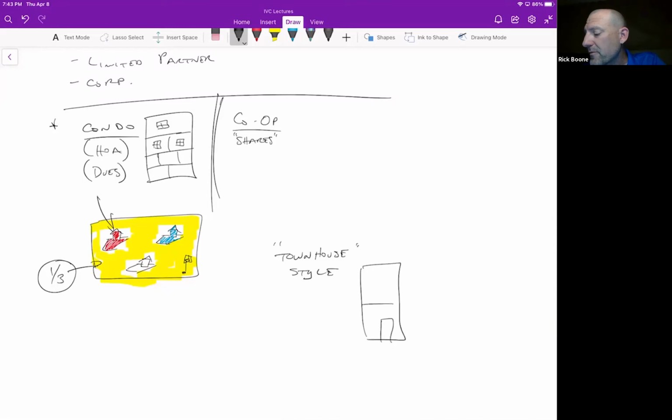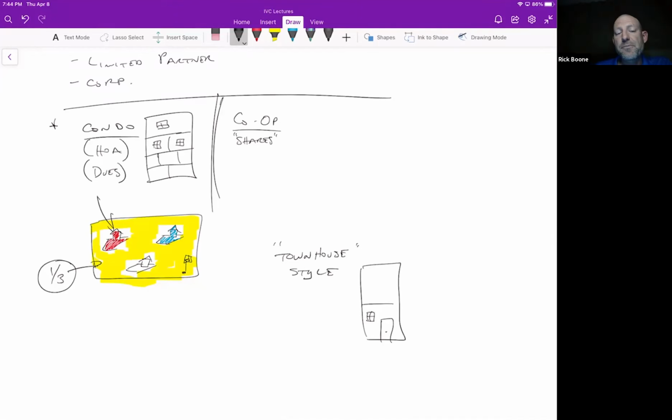Here's my house. Here's my window. And upstairs is the bedroom. I'm not going to try to draw a bedroom or a bathroom. You get the picture. We have 2 floors, and only I can access both floors. Nobody lives above me. Nobody lives below me. This is called a townhouse style.